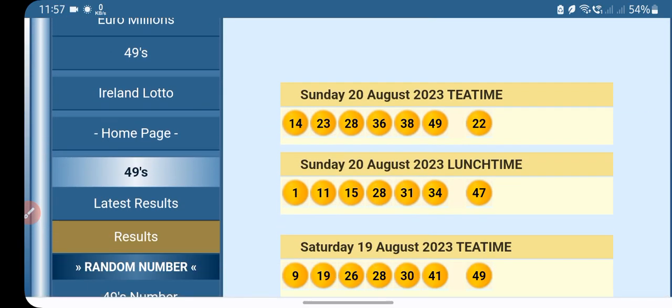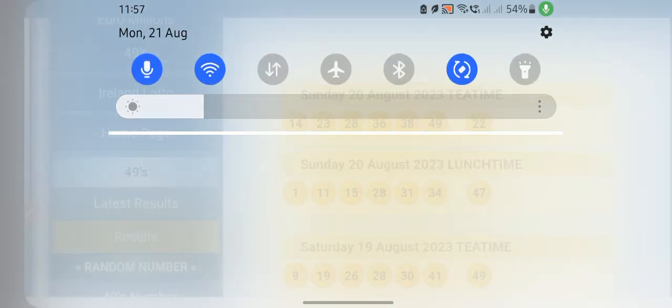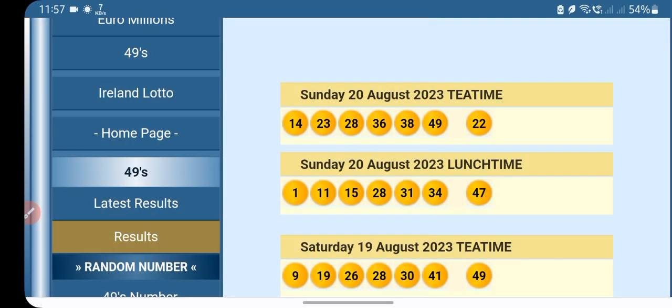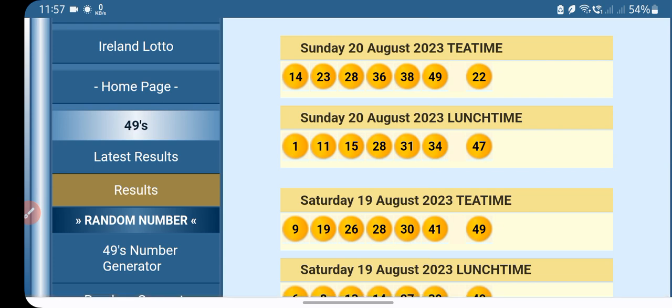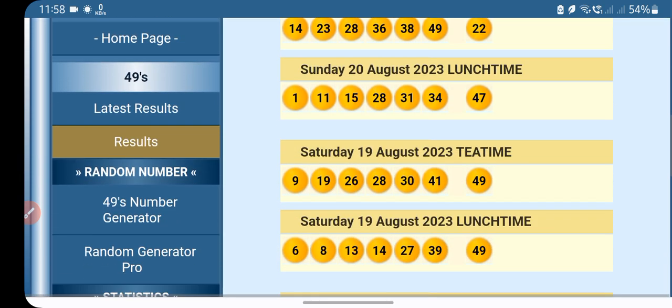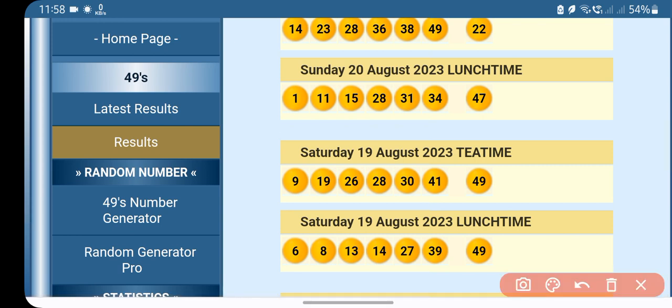This is UK49's. It's Monday today, the 21st. I see these numbers. I'm not going to take so long, but let me just do a quick check. First of all, let's start here.